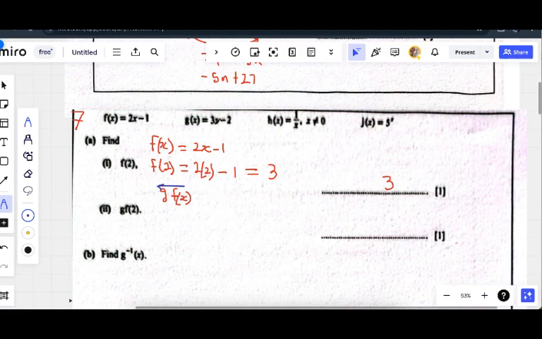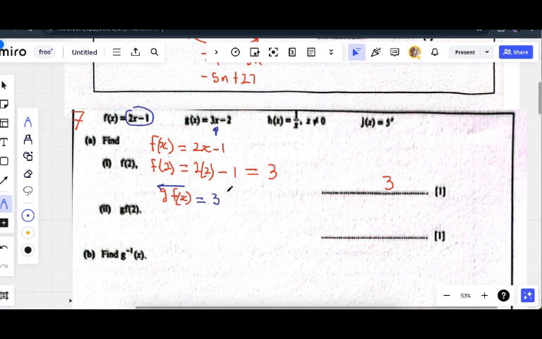Take a look at g of x. g of x is 3x minus 2. So I'm going to take the whole of this f of x, the whole of this 2x minus 1, and use it to replace x in g of x. In place of x in g of x, I will take the whole of f of x and put it in place of that. So this will be equal to 3, I'll write the 3 out for g of x.